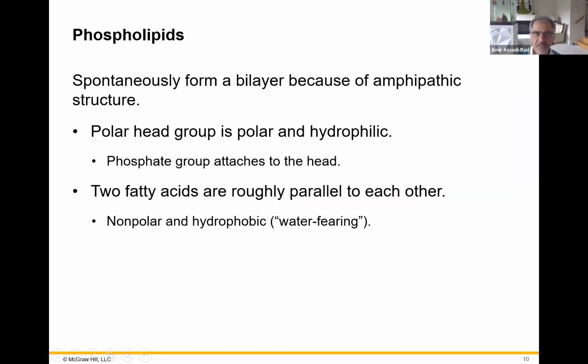Phospholipids spontaneously form a bilayer because they are amphipathic. Amphi means double, like amphibians. The molecule has a head that is hydrophilic, loves water, and a tail that does not like water, hydrophobic. That's what they call amphipathic. The head is polar and hydrophilic, and the phosphate group attaches to the head. The two fatty acids are roughly parallel to each other, nonpolar and hydrophobic, water-fearing.